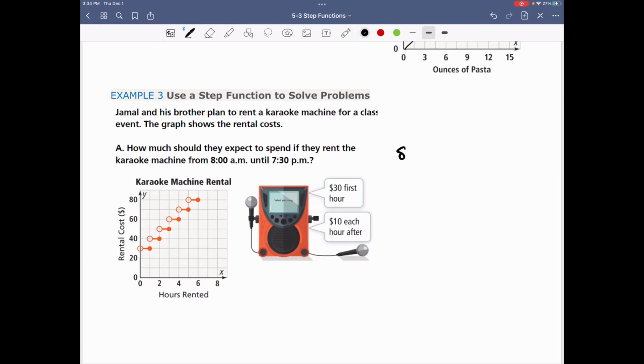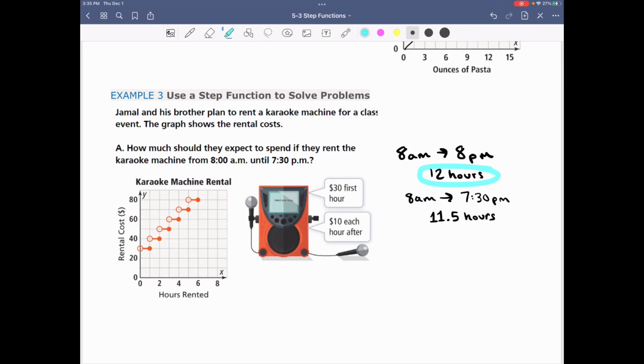I know that if it was from 8 a.m. to 8 p.m., that would be 12 hours. But since it's only until 7:30, it's going to be half an hour less than that. So it's going to be 11.5 hours. But I don't think it matters because it's a step function, and so we're not even going to worry about decimals. We're just going to deal with hours. So we're probably going to be dealing with 12 hours anyway instead of the 11.5 hours.